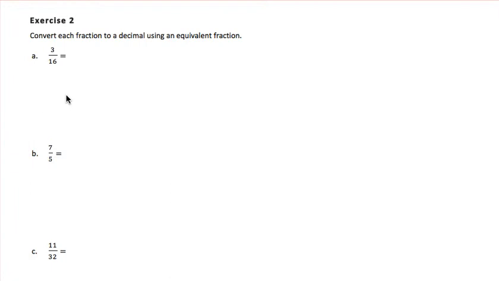In our final exercise, we're asked to convert each fraction to a decimal using an equivalent fraction. We'll model how to do that in this lesson, but in lesson 14, we'll probably find a little more efficient way for many of these fractions. Starting with 3/16, 16 doesn't go into 100, and it doesn't go into 1,000, but it does go into 10,000. So we will look at how to get there.